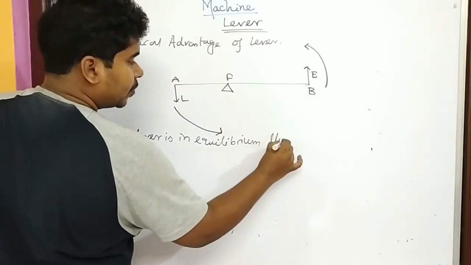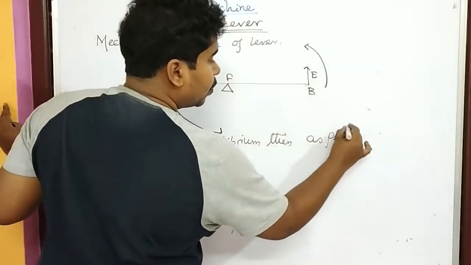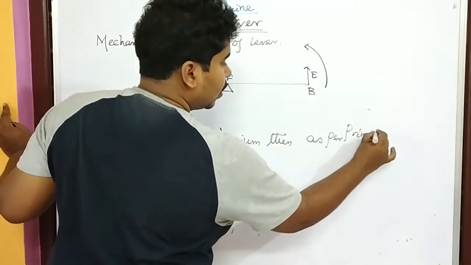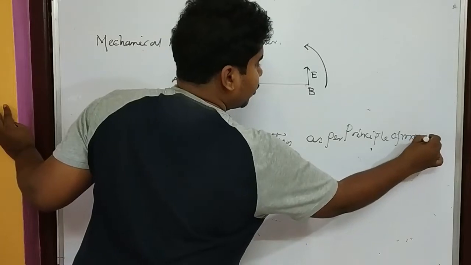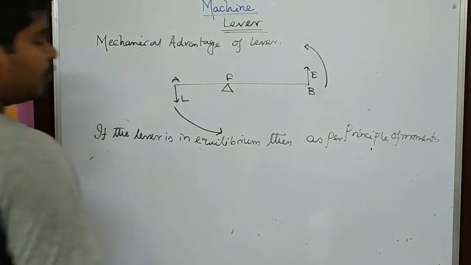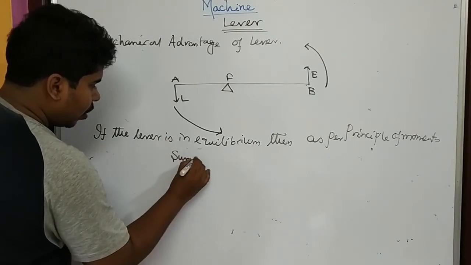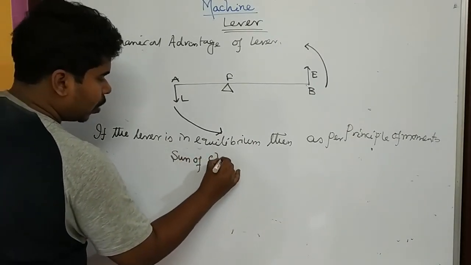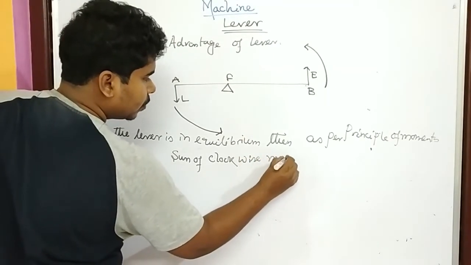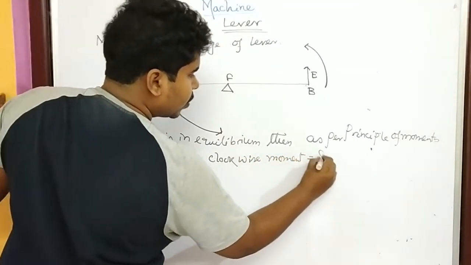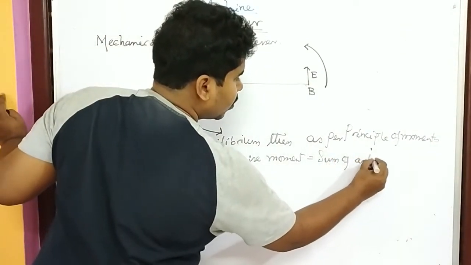then as per principle of moments, we have already read principle of moments, we can write sum of clockwise moment is equal to sum of anti-clockwise moment.